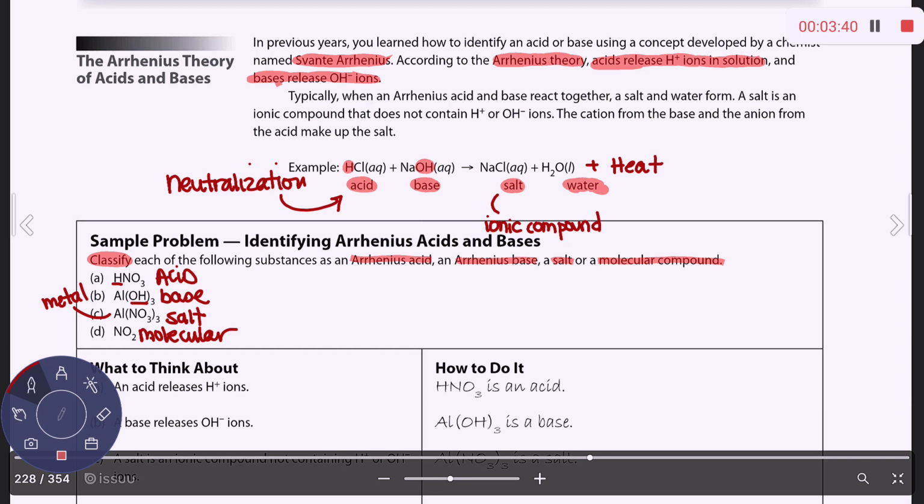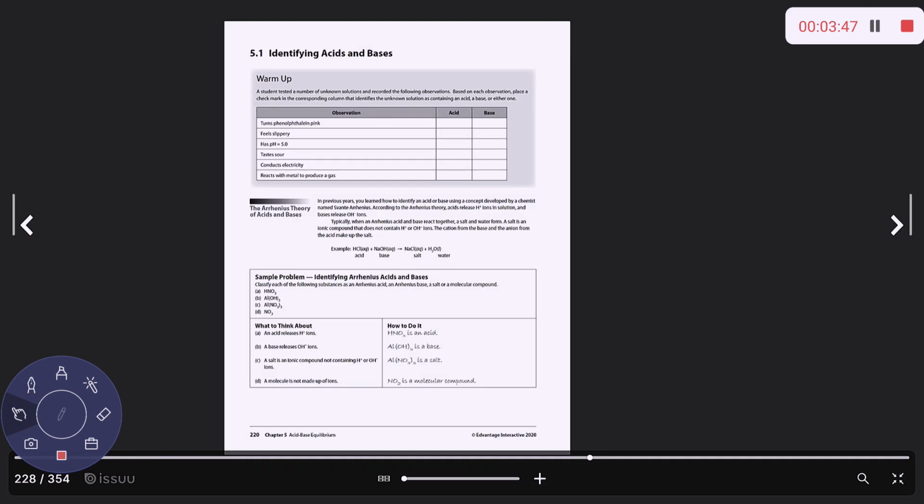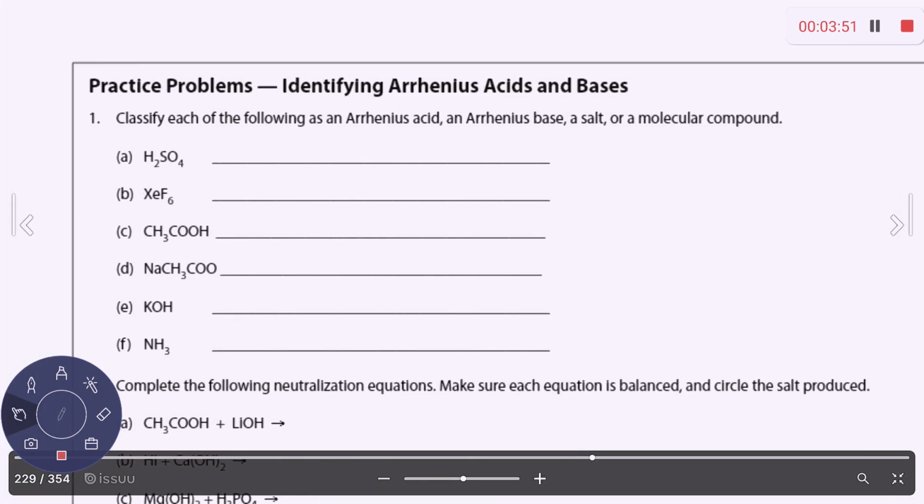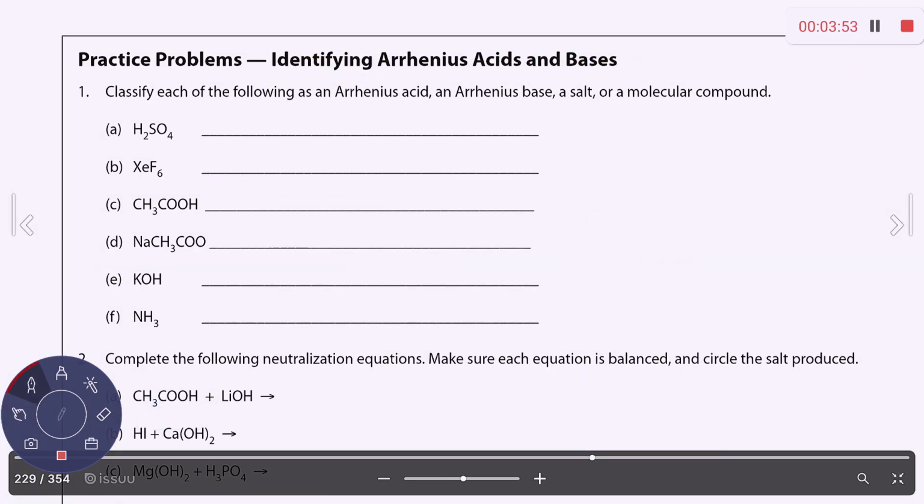Okay, let's take a look at the next page. On the next page, they ask us to classify these substances as well. So A is H2SO4. What would that be? Acid, because it contains a hydrogen. How about XeF6? Molecular, because those are nonmetals. How about C?